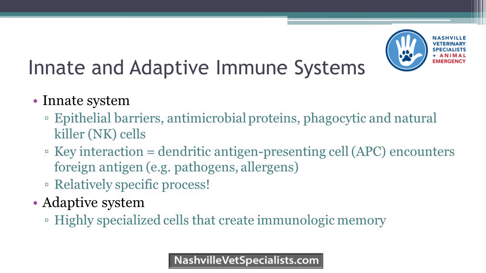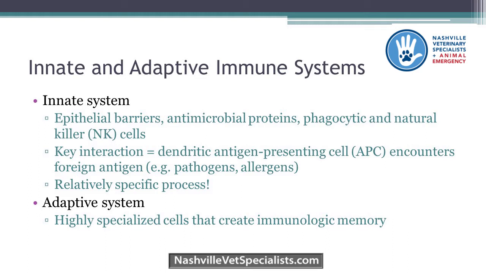So innate and adaptive immune systems. The innate immune system is, of course, things like epithelial barriers, mucous membranes, and they contain things like antimicrobial proteins, which I think is going to be a big push for shampoo, FYI, in the future, coming from companies like Virbac, in order to avoid systemic antibiotics. So that's something I would look out for at the conferences. But it's also things like phagocytic and natural killer cells.